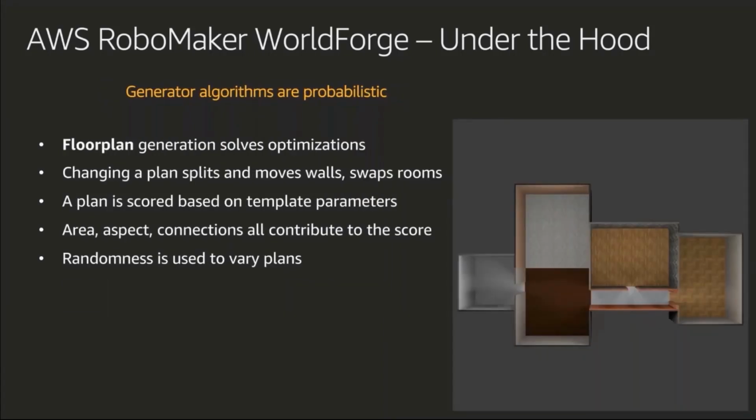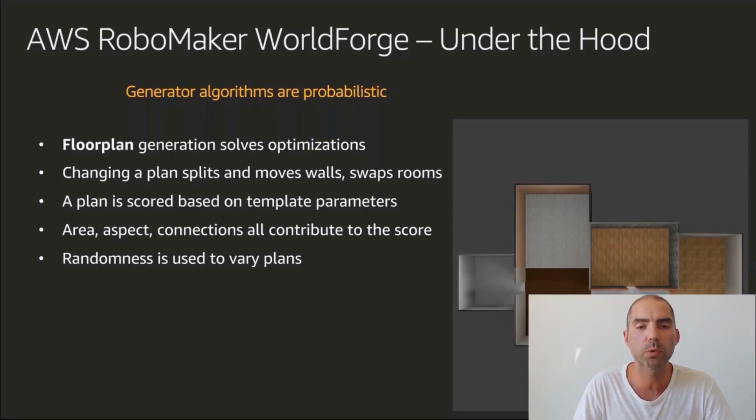And here is our first generator. The floor plan generation solves for optimizations. What is an optimization? An optimization is an evaluation of a solution. We need candidate solutions to then evaluate how good they are. To come up with candidate solutions, we need the ability to change a floor plan. We can change a floor plan by splitting walls, by moving walls, by swapping rooms, by adding rooms, and by disconnecting and reconnecting. Once we change a floor plan, we can then score it based on your template parameters.